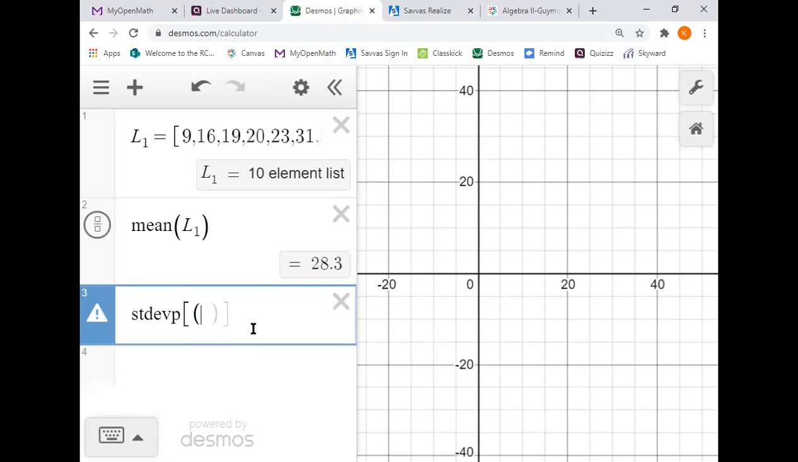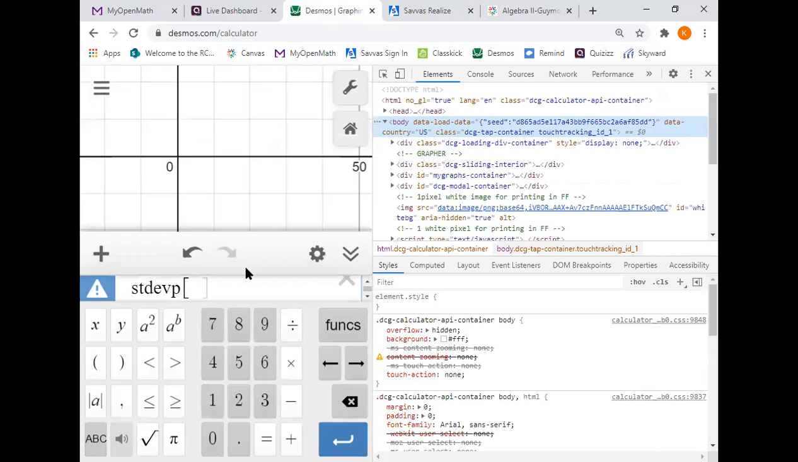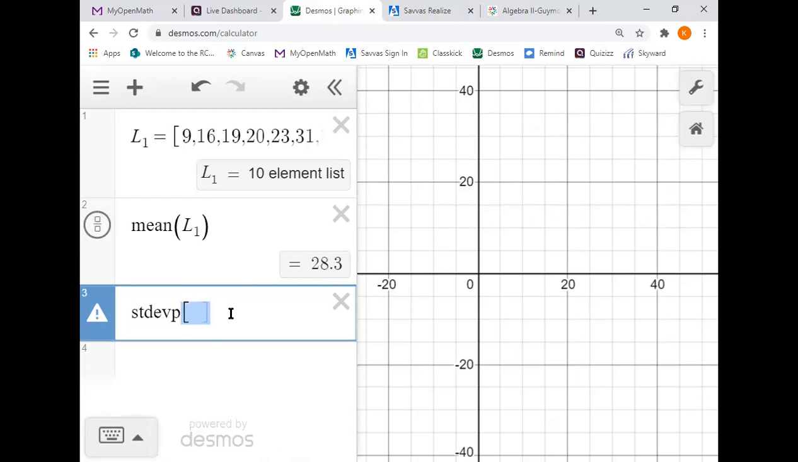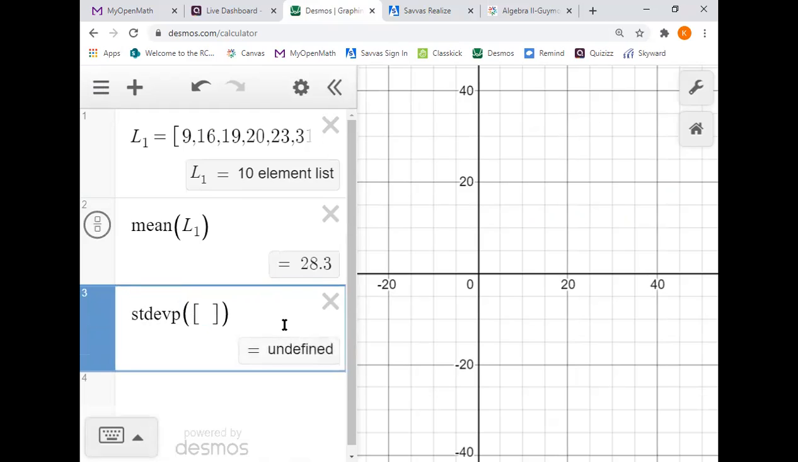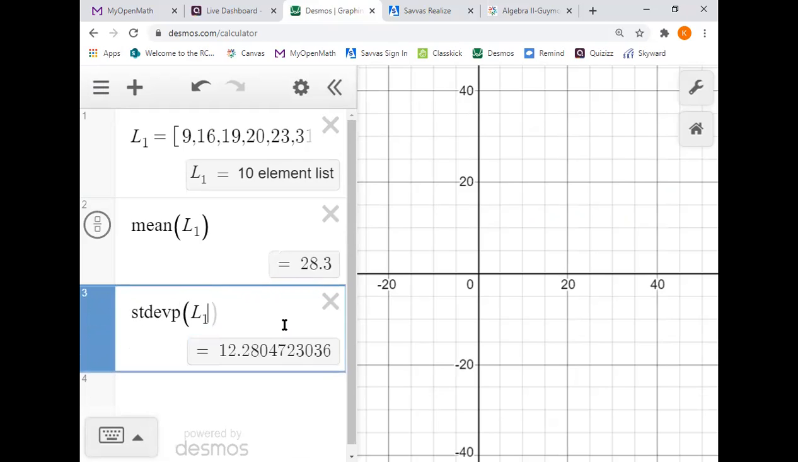Standard deviation of the, oh boy, don't want to get into that. Standard deviation, get this stuff off of there, of the population of L1. There we go. So standard deviation of population. So for this one, it would have been the 12.28.